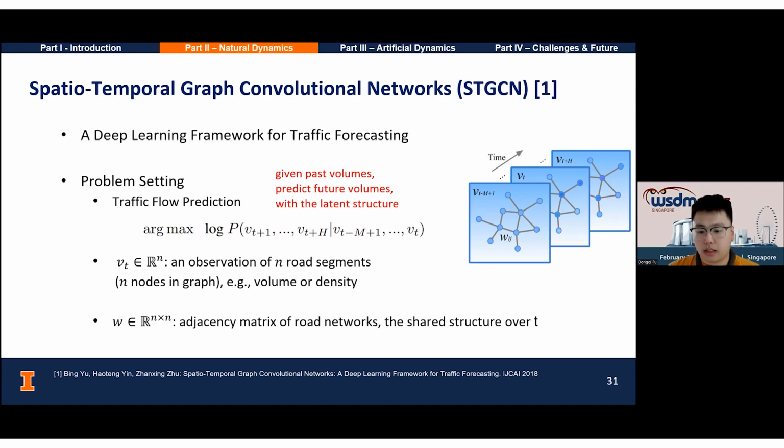So with this objective, VT here means the vector, which is an observation of n rows, like the traffic volume or traffic density of n rows captured by the sensors. So n rows here means that there are n nodes during the graph modeling. W here is the weighted adjacency matrix of the road network. Each node represents one road segment. So this adjacency is static, which means it's shared over all time steps.